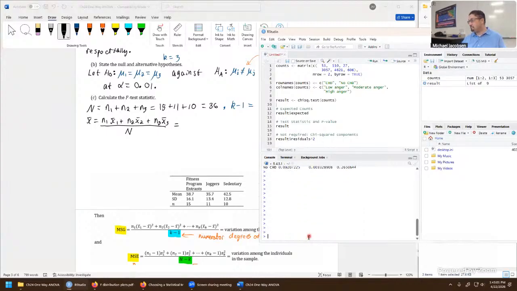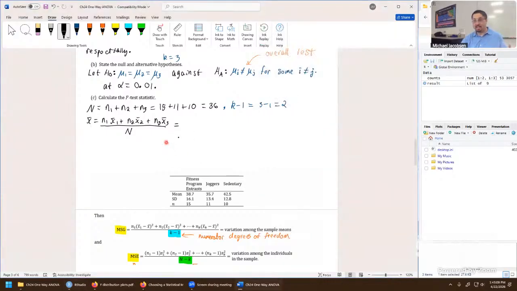Let's come down here. Take carefully. Actually, let me write it in on the document just so we can see exactly what we're calculating. N1 is 15 times the mean 38.7. Plus on the next level, n2 is 11, multiplied by the mean 35.7. Plus sample size 3 is 10 times the mean 42.5. Divide all of that by n, which we found to be 36.